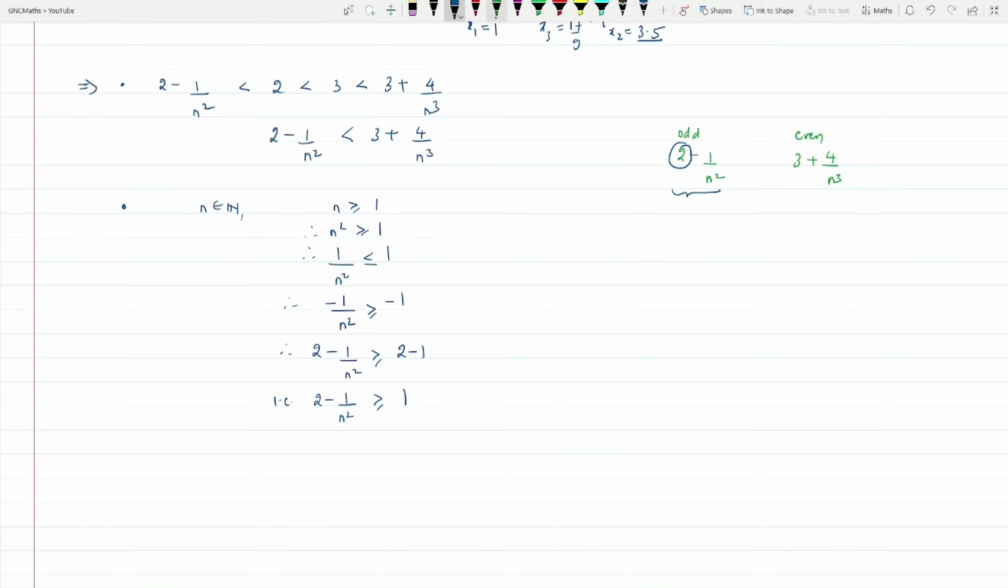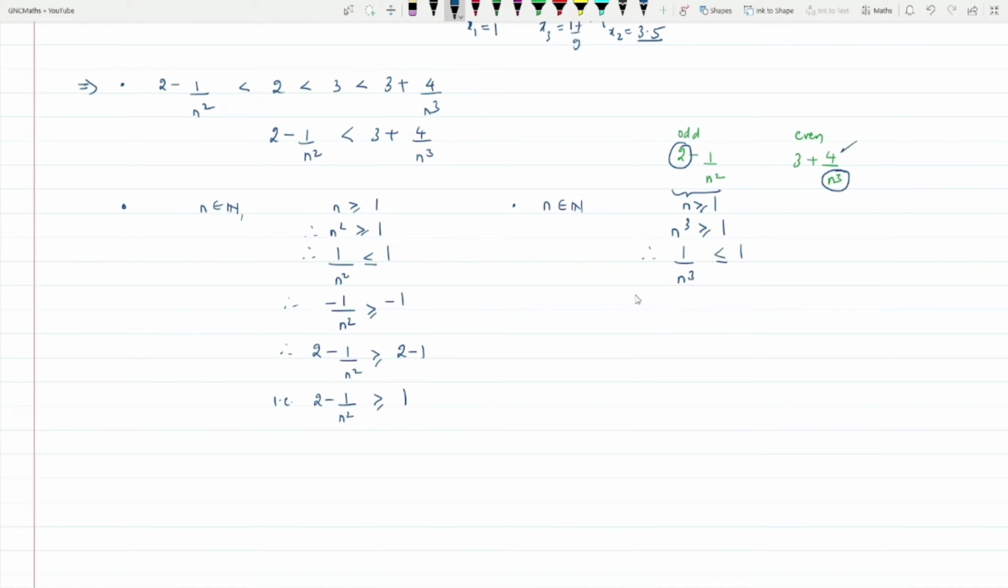Now similarly, let us look over here at the even part of the sequence. We are going to apply similar arguments. We begin with natural number n, and hence it is going to be greater than or equal to 1. Since n is greater than or equal to 1, now we are looking out for n cube. So n cube is also going to be greater than or equal to 1, and hence its reciprocal is going to be lesser than or equal to 1.